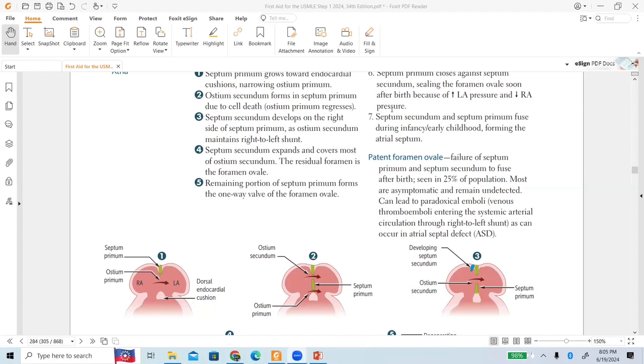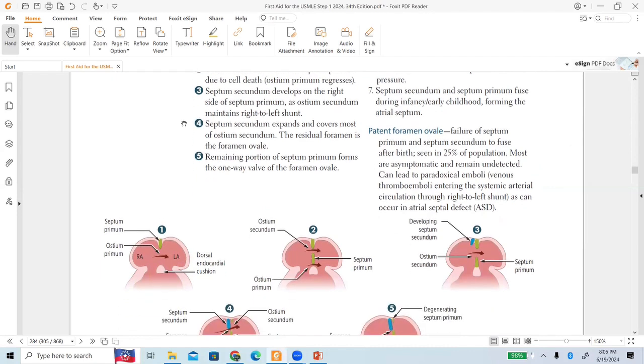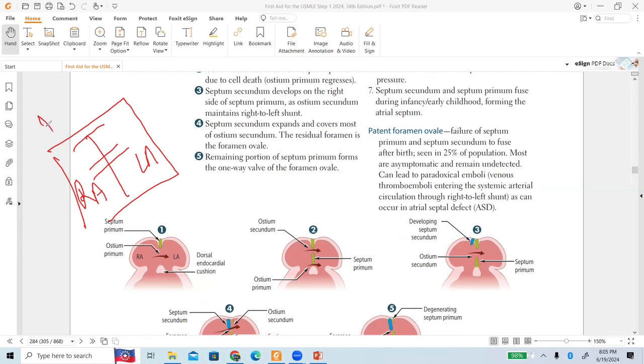Okay, so one more thing, the important paradoxical emboli, again the high yield stuff. What is a paradoxical emboli? Because there is a pathology, there is a communication, let's suppose this is a communication between the right atrium and left atrium. So the blood comes from the vena cavas, and this emboli comes from the right atrium to the left atrium. So it's bypassing the pulmonary circulation, and the emboli come directly into the systemic circulation.